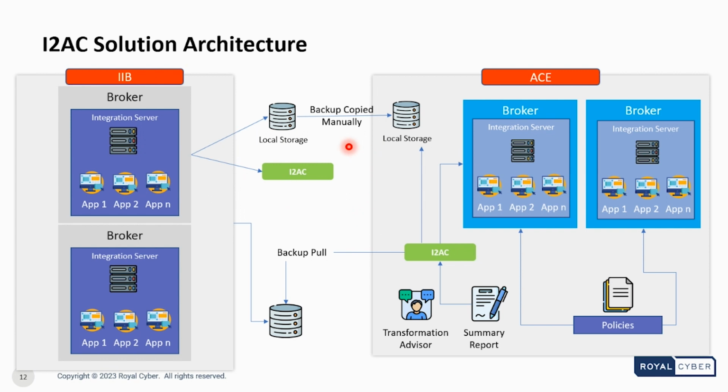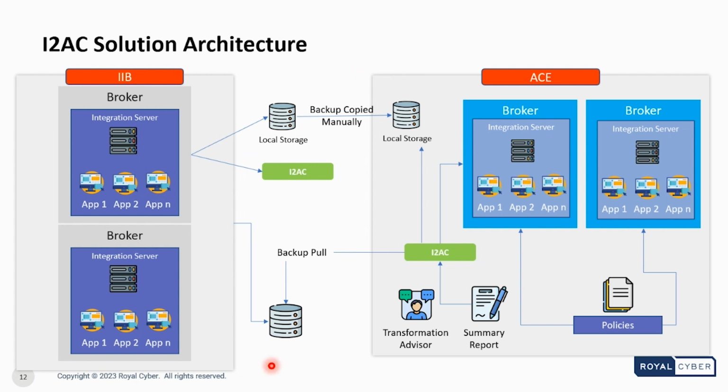You could select whether you want to. You can decide whether you want to save the backup in your local storage where the server is running, or you could put it on a network storage. All right. If local storage is used, you need to copy the backup files manually over to the local storage of the target server where ACE has been installed or set up.